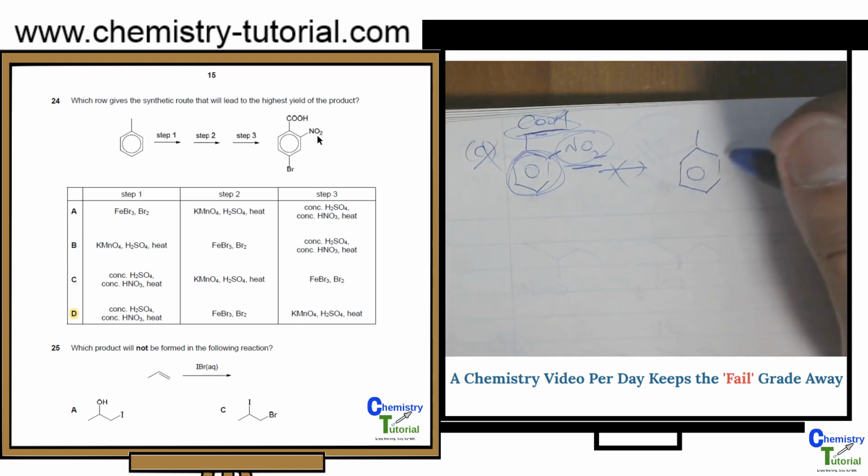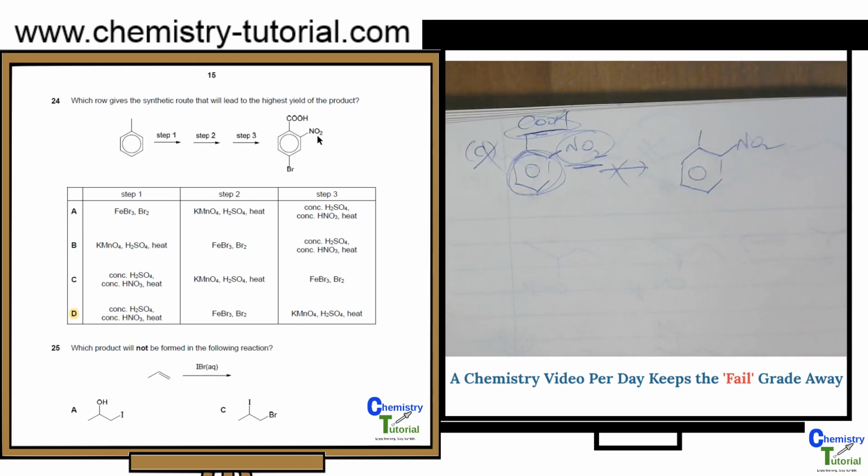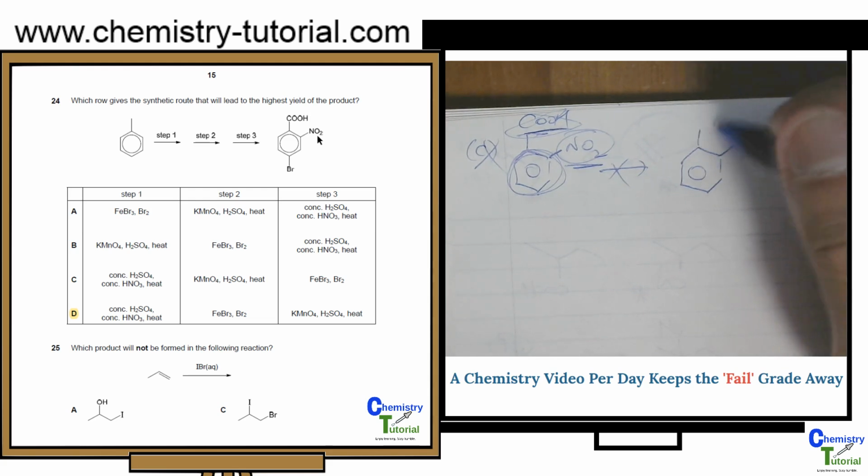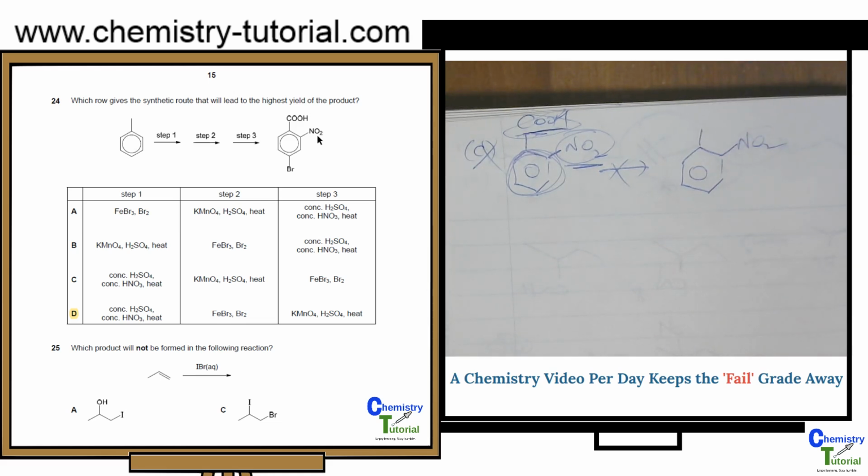Okay, so first you perform nitration. So I have NO2 here. Then I add my FeBr3, Br2. Now, because it's CH3, this electron donating, this electron withdrawing, you always listen to the electron withdrawing group, or the one that is more electron withdrawing, assuming you have two electron withdrawing groups. So this electron withdrawing, so therefore you will listen to CH3.